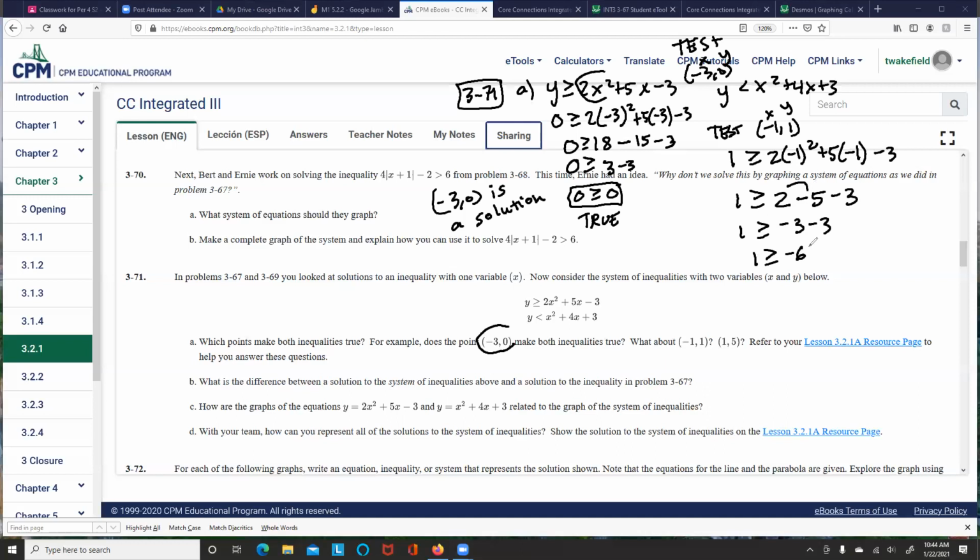Is 1 greater than -6? Yes, so this is also a solution. So this is in the shaded region. It means if this is in a different region than that, both of those regions should be shaded. Okay, the last one we're going to test is 1, 5. This is my x, this is my y.